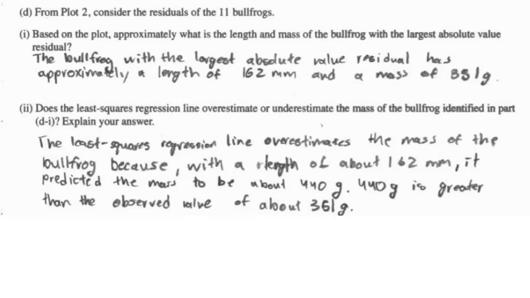E. They provided justification by referencing the predicted value on the line. So they didn't say the line is above the point, but they did talk about the predicted value being more than the observed value.